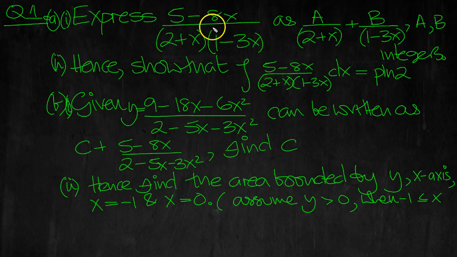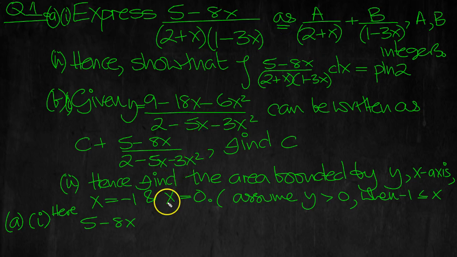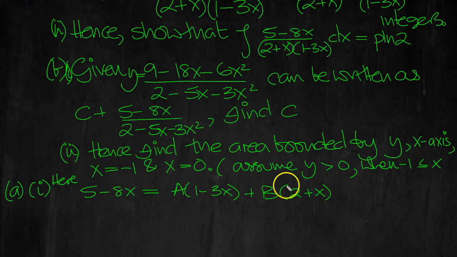Okay, so we want to express this as this and this. They're linear factors, so it's the linear factor case, and it's given for us really. So part 1, 5 minus 8x, so here. I'm going to cross multiply and suppose this equals that, save writing an extra line. So multiplied by the denominator all the way through, we get a times 1 minus 3x plus b, and cross multiply that, 2 plus x. So let's see what a and b is.